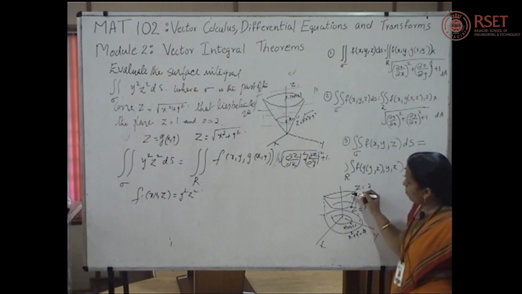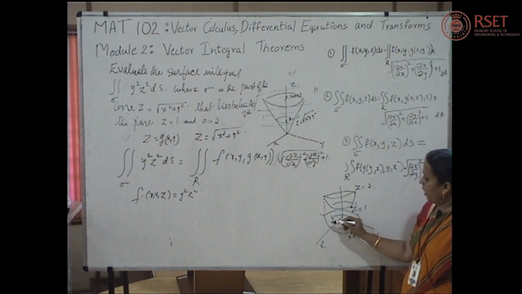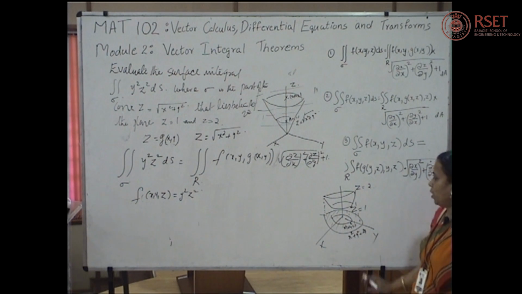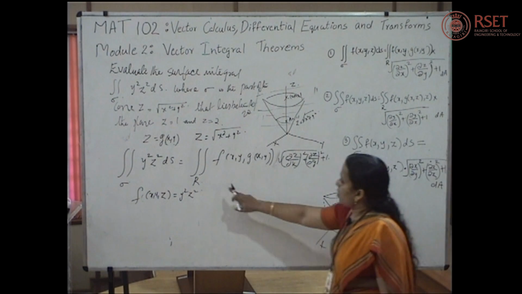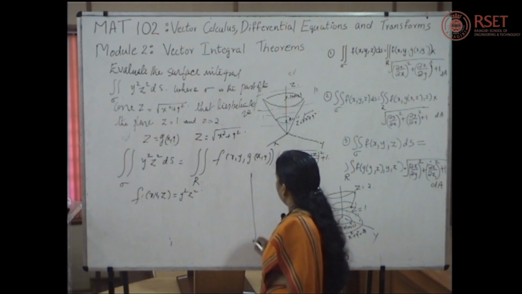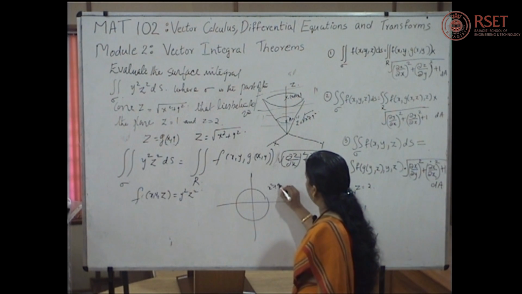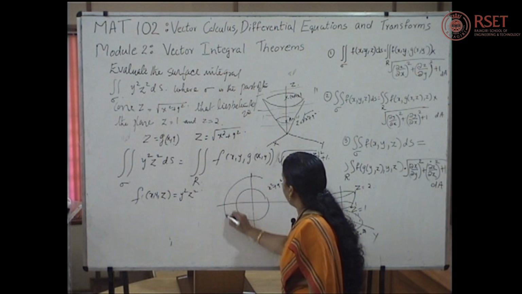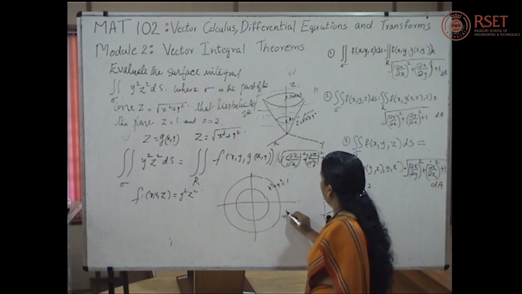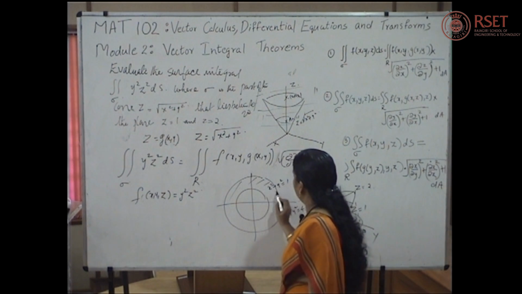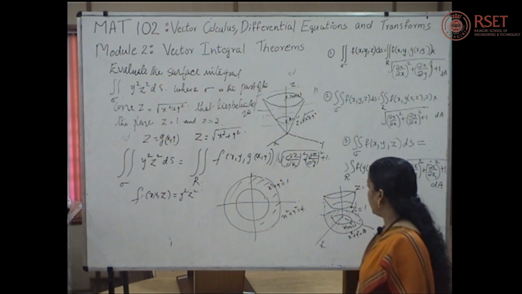The projection of the surface on the xy plane gives the annulus region between the circles x² + y² = 1 and x² + y² = 4. The region R is defined here as the region between the circle x² + y² = 1 and the circle x² + y² = 4.